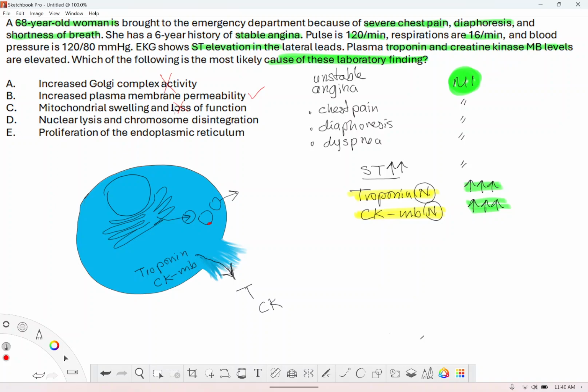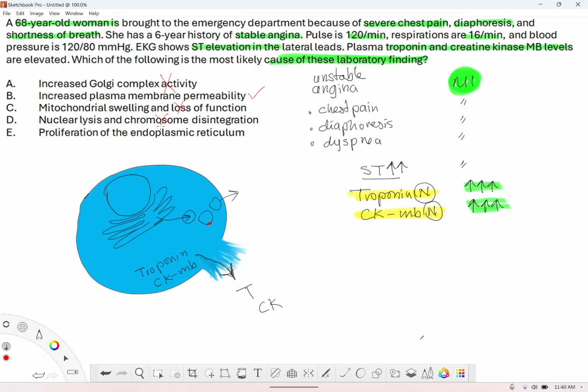Nuclear lysis and chromosome disintegration. Again, troponin and CKMB are not enzymes found within the nucleus. They're cytoplasmic enzymes. Damage to the nucleus or chromosomes will cause DNA problems, right? You will not be able to make new protein, new troponin and CKMB, but it wouldn't be responsible for the release of existing troponin and CKMB.